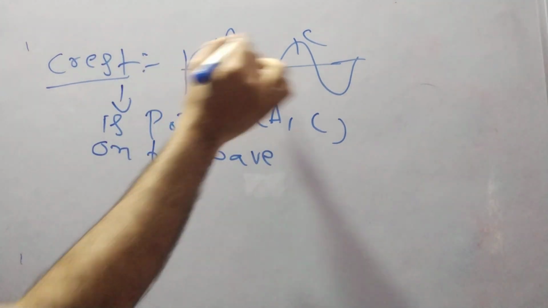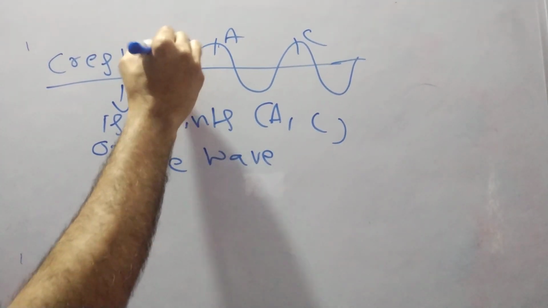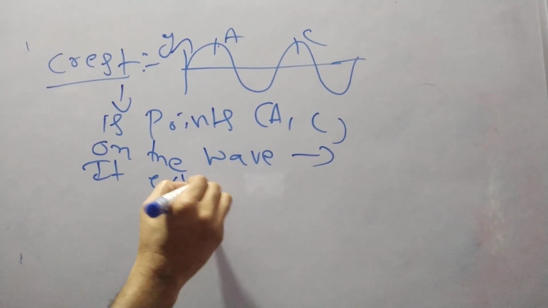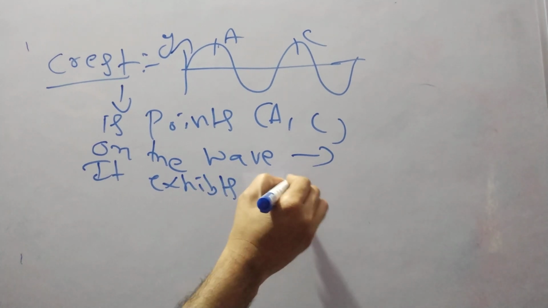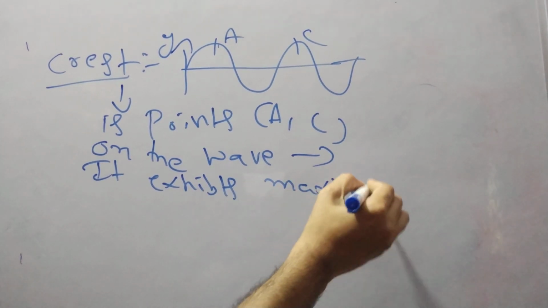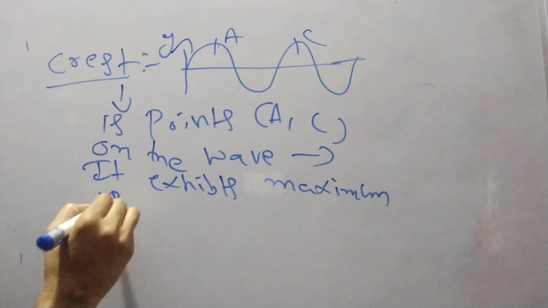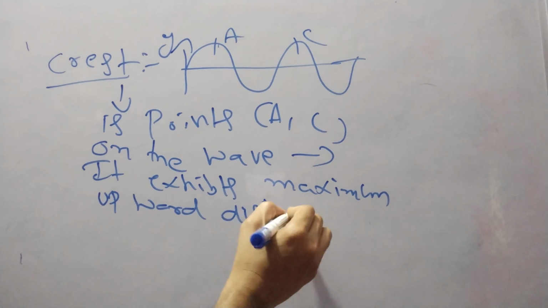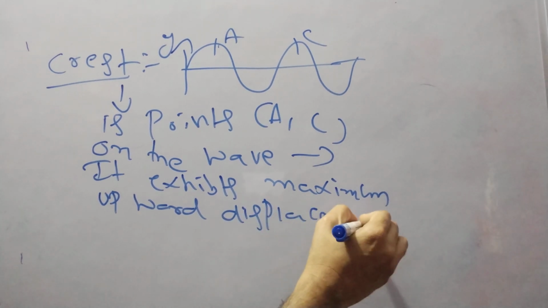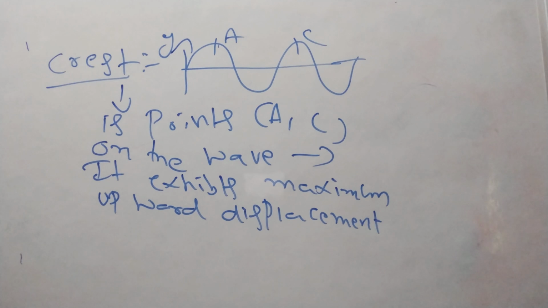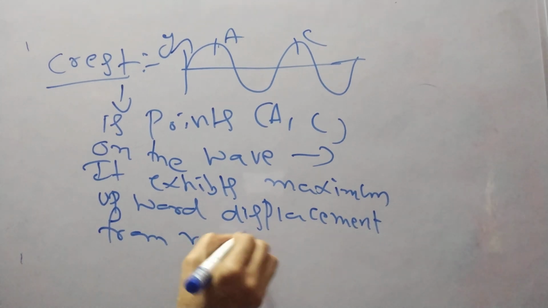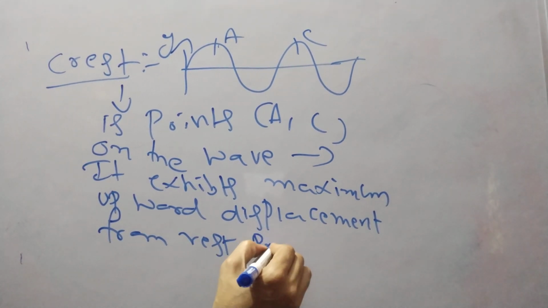So what are these points? These points are exhibiting maximum upward displacement from rest position. This is the actual definition of crest: maximum upward displacement from rest position.